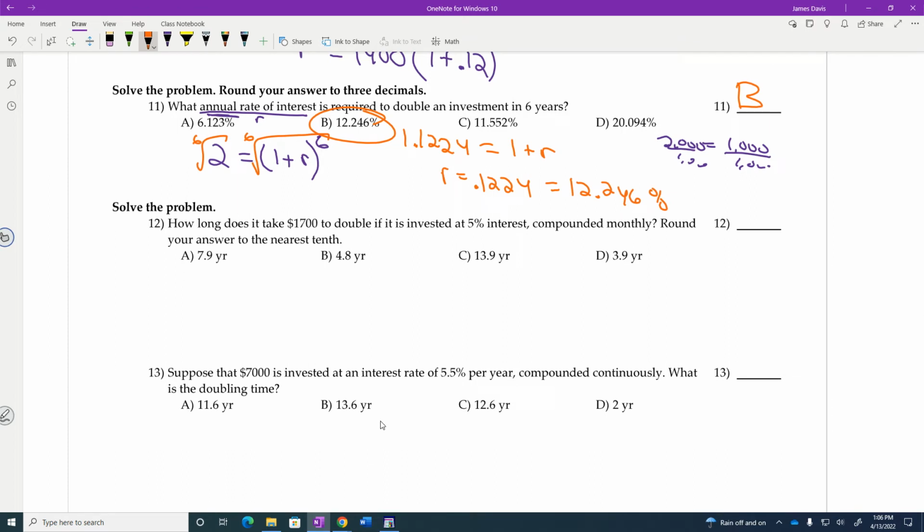All right. 12. How long does it take 1,700 to double if it's invested at 5% interest, compounded monthly, round to the nearest tenth? How long? So that means we're going to be finding a t.